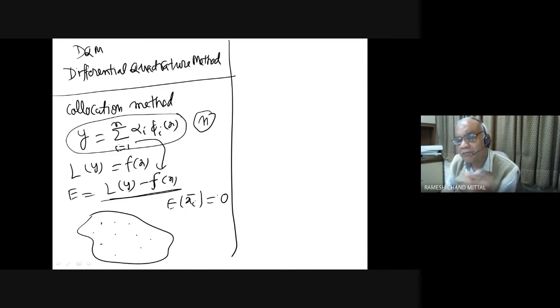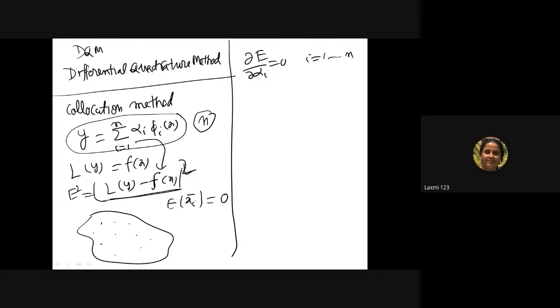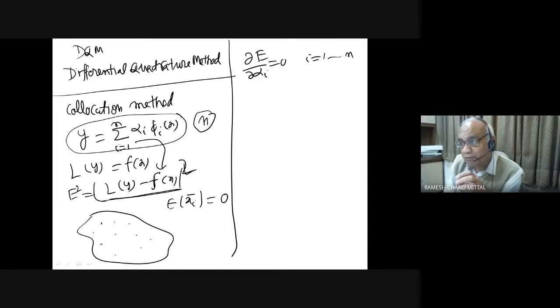In the same way, somebody says I am making the least square error. That is, I take the error squared, so (Ly minus f) whole squared, and I minimize it; that is, I put the derivative with respect to alpha i equal to 0 for i equal to 1 to n. Then it is called the least square method. So it depends on how we are formulating and minimizing our error. The collocation method is the easiest: you select n points and put the error 0.